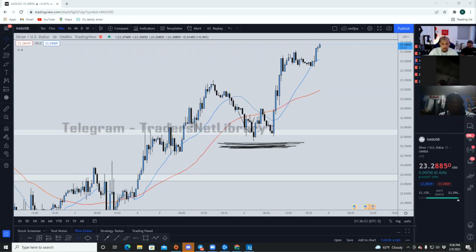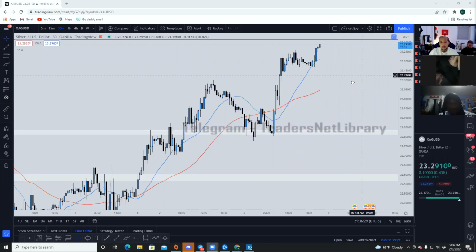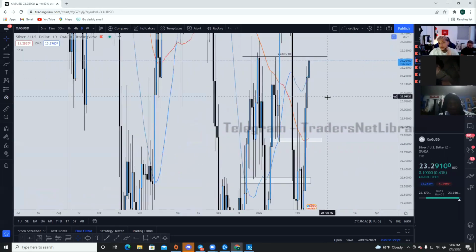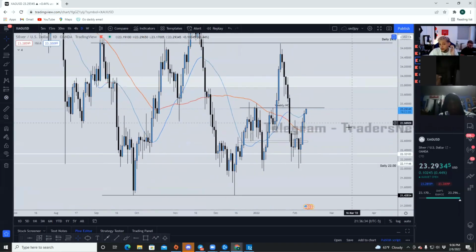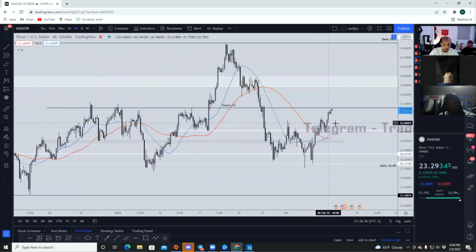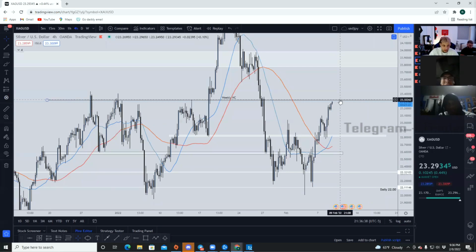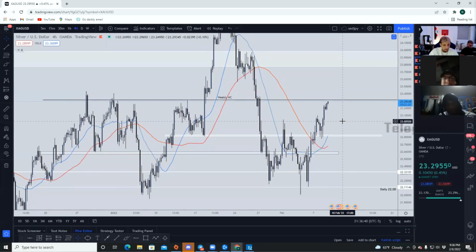So price can do whatever it wants at support as long as it maintains above it. So that was silver. What I'm going to be looking for tonight on silver, obviously, I'm not going to be taking a trade on silver because I'm in one right now. My target's literally about to get hit at any moment.